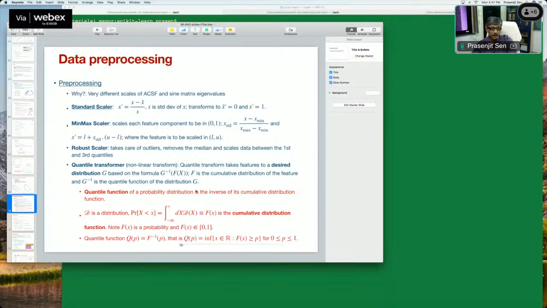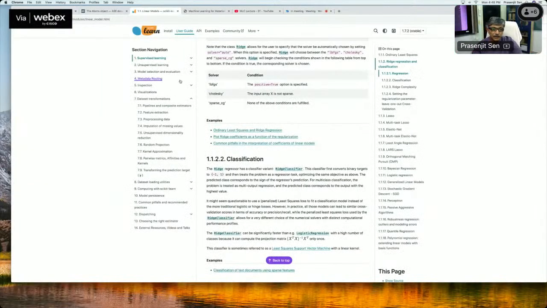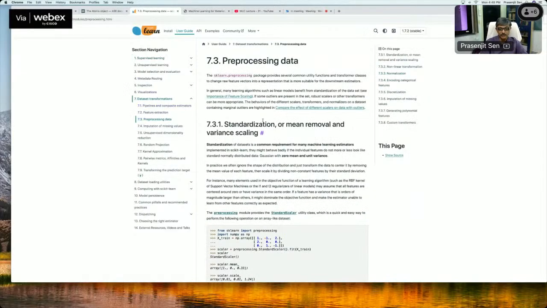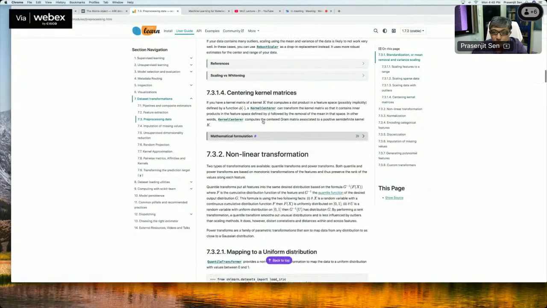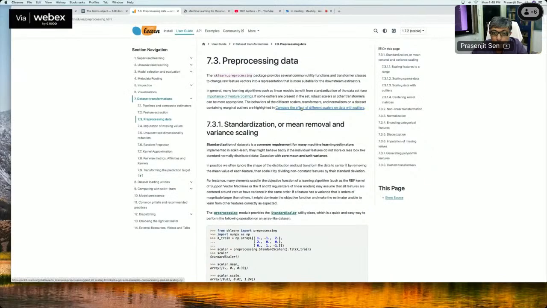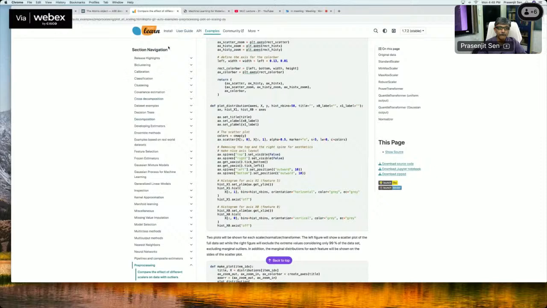Okay, so now I would like to show you what each of these transformations does to a given data. So let me go to processing data. Just a minute.